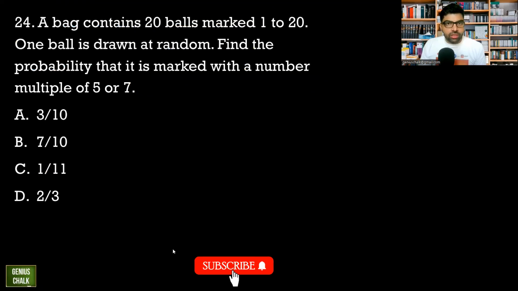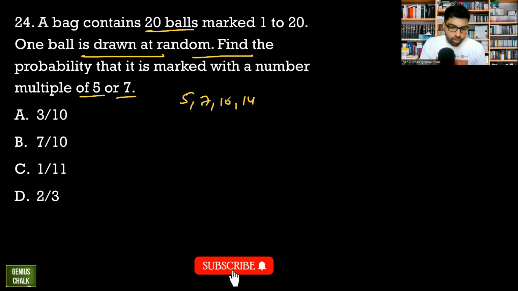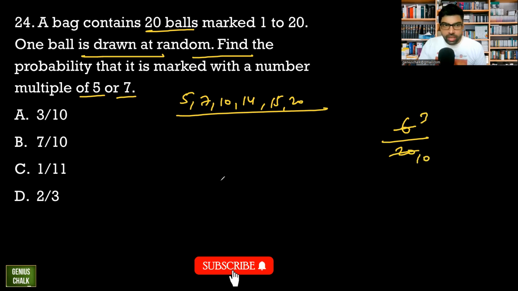24, a bag contains 20 balls marked 1 to 20. Ball is drawn at random. Probability that it is marked with a number that is a multiple of 5 or 7. So let's write the multiples of 5 and 7 up to 20: 5, 7, then 10, then 14, and then 15 and 20. So there are 6 multiples. So the favorable cases are 6. Total cases are 20. So what is my answer? 3 by 10. That is option A.